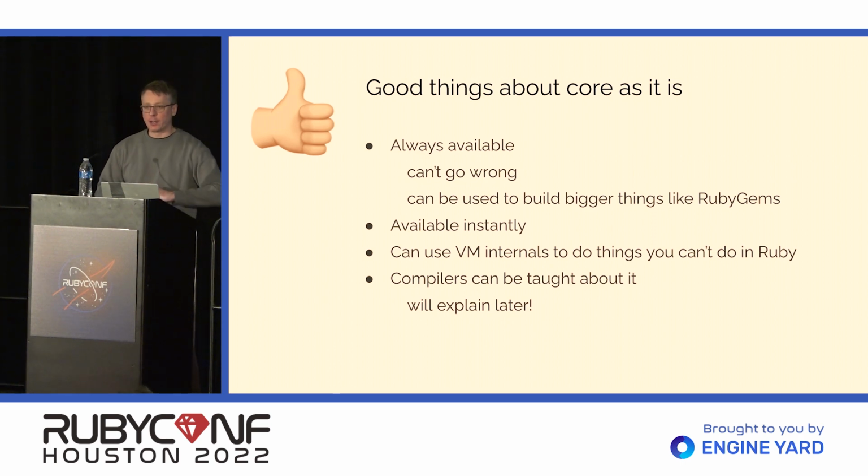It can use VM internals to do things you can't do in Ruby. So a low-level thing like file I/O, that can't be done in pure Ruby, but it can be implemented in the core library with a file object. Compilers can be taught about it, and we'll explain more about that later because that's a key point.